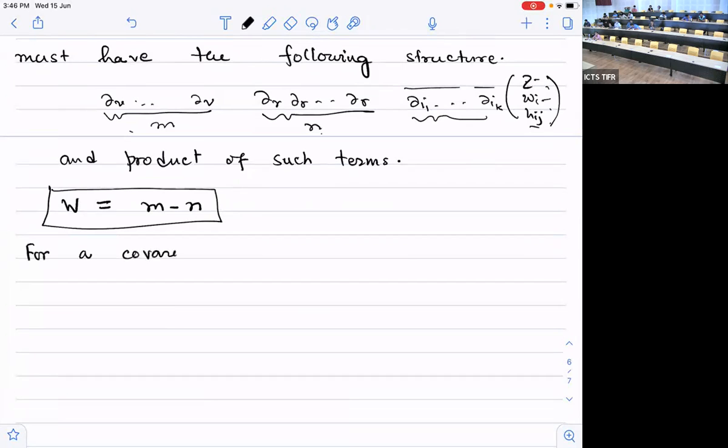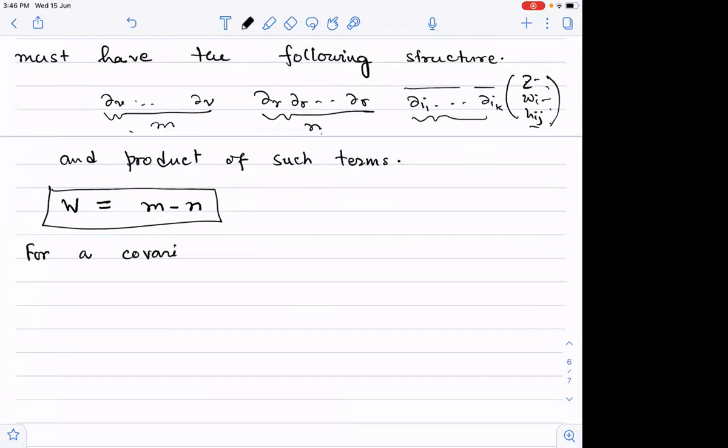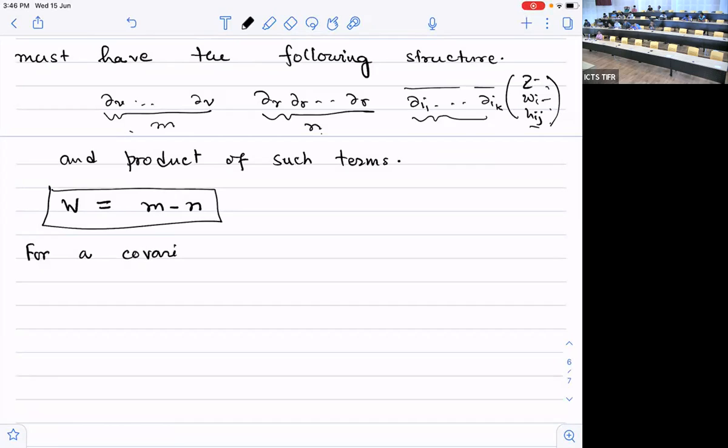R's. Z and H appeared with some R factor, right? No, but you are evaluating on the horizon, so all R factors vanish. So the horizon is at R equal to 0. Is that okay? Yeah, thanks.